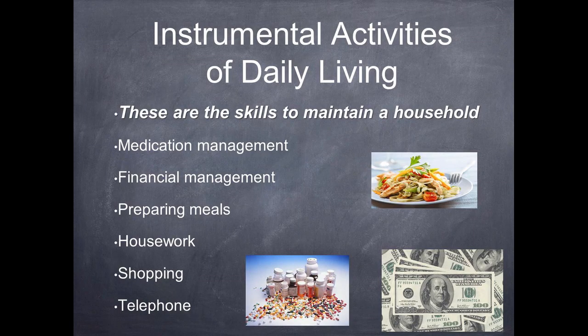All right, so start with what an instrumental activity of daily living is. Actually, I'm going to start even a little more basic than that. Let's talk about what an ADL is, an activity of daily living. An activity of daily living is the things that we do for ourselves to take care of our own body. So it's things like brushing our teeth and combing our hair and getting dressed and toileting. Okay, so that's an ADL.